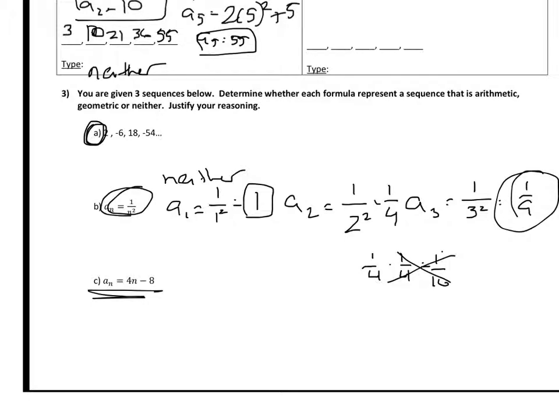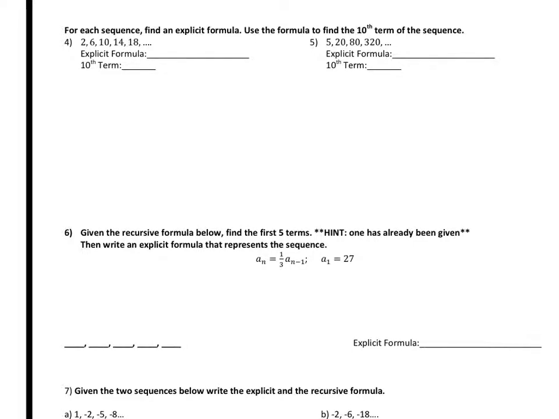Okay, next questions. For the second page, I want to do multiple problems here, so I really want you to figure this out. First part, questions 4 and 5, says for each sequence, find the explicit formula, and then after that, find the 10th term. So I first need to figure out the pattern. I don't even know if it's geometric or arithmetic, so let's figure it out. To get from 2 to 6, I could multiply by 3, but then 6 times 3 would give me 18, so it's not geometric. What about arithmetic, so addition or subtraction? 2 plus 4 gives me 6, plus 4 gives me 10, plus 4, there we go.